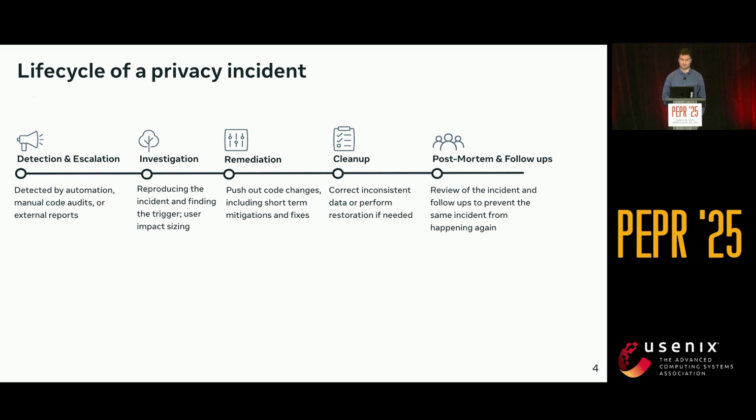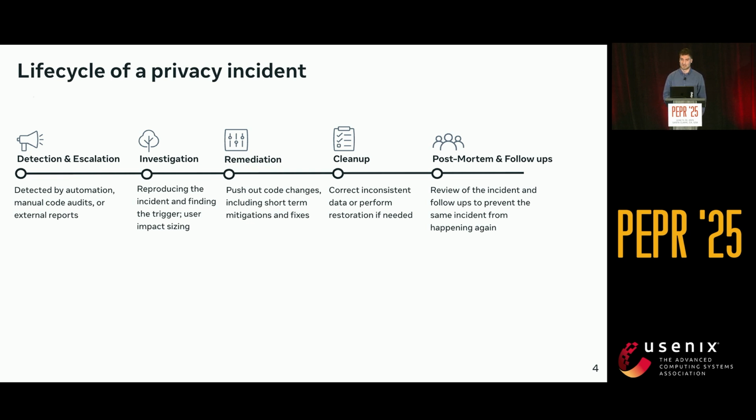The last step in the life cycle is a post-mortem review of the incident to understand what we can learn from it and to scope out follow-up work to improve our detection and prevention, like adding push-blocking tests or refactoring APIs to make them safer so the incident doesn't happen again. This is the standard flow for a privacy incident.